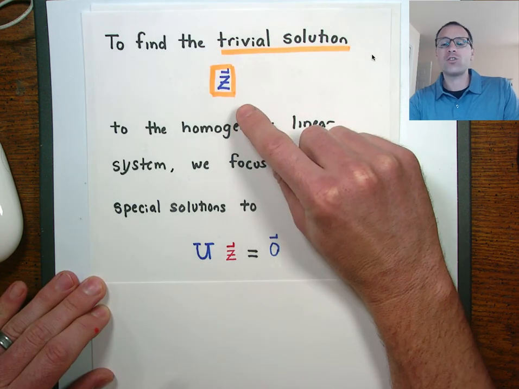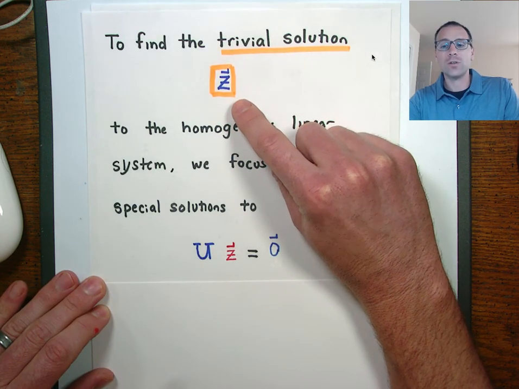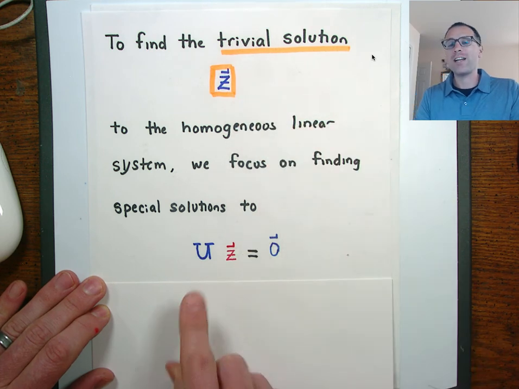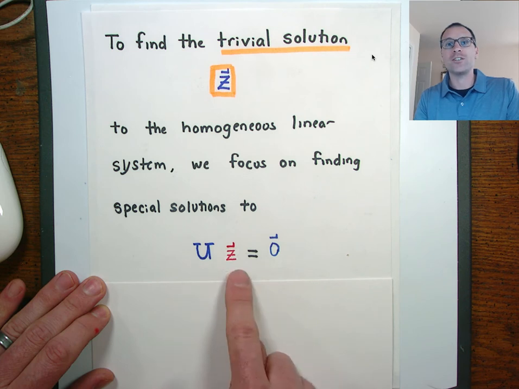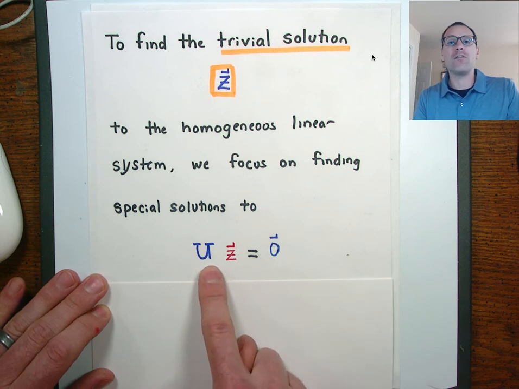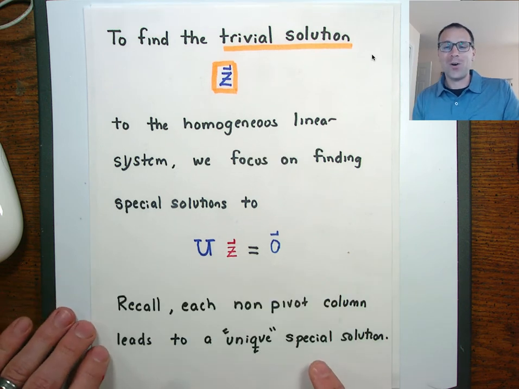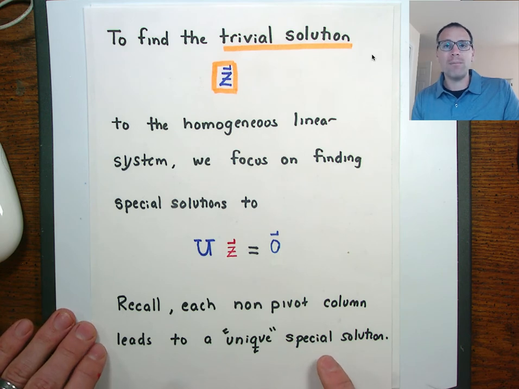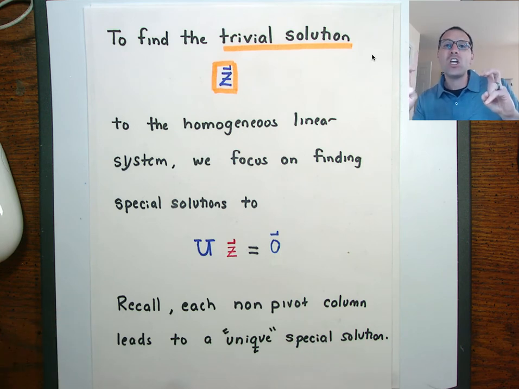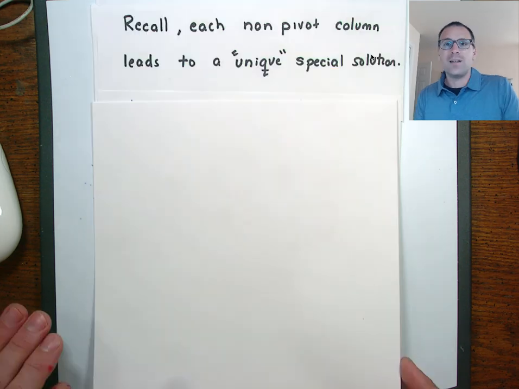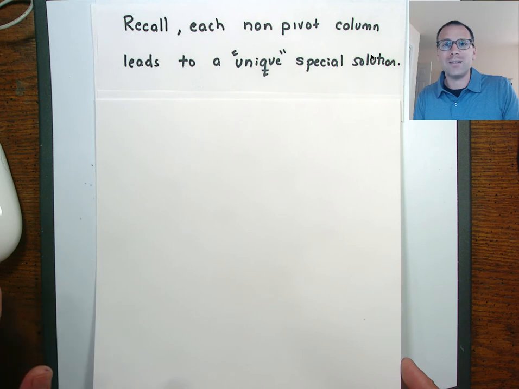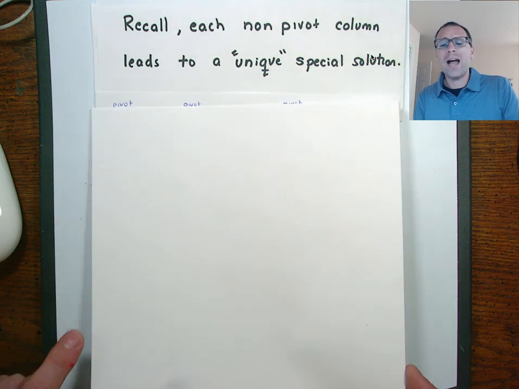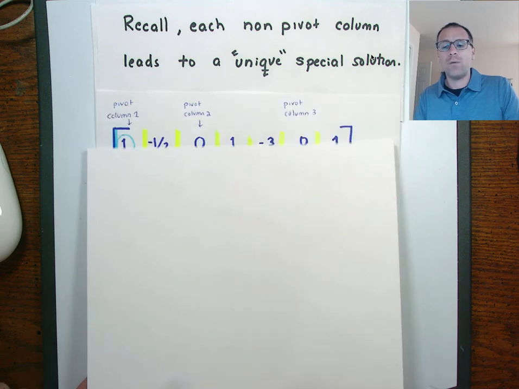Recall that in order to find trivial solutions z, any trivial solution, we're going to focus on finding what we called special solutions to the homogeneous linear system problem involving the coefficient matrix U. We also recall that each non-pivot column leads to a unique special solution. Later in the videos for these lessons, we're going to talk about what we mean by the word unique, aka linearly independent. For now though, let's go back and do a little bit of recall.